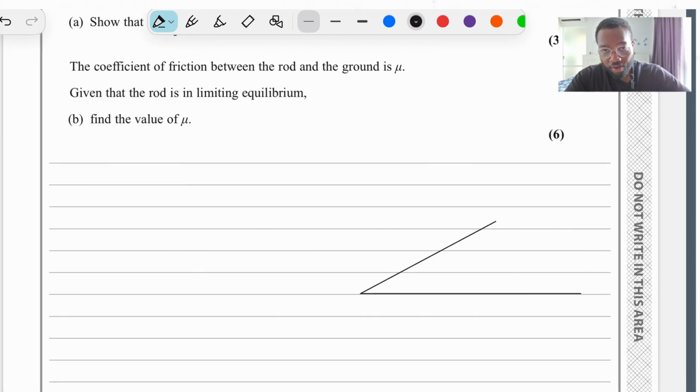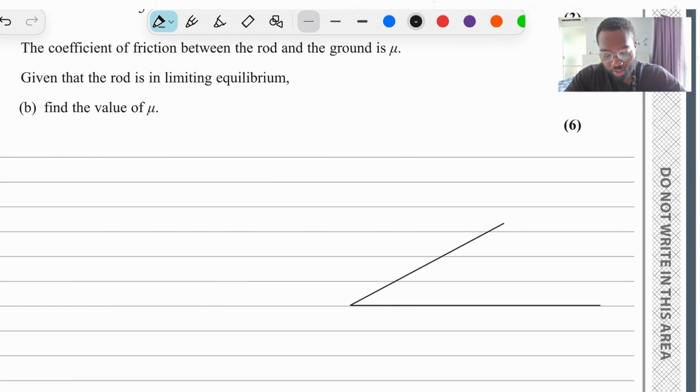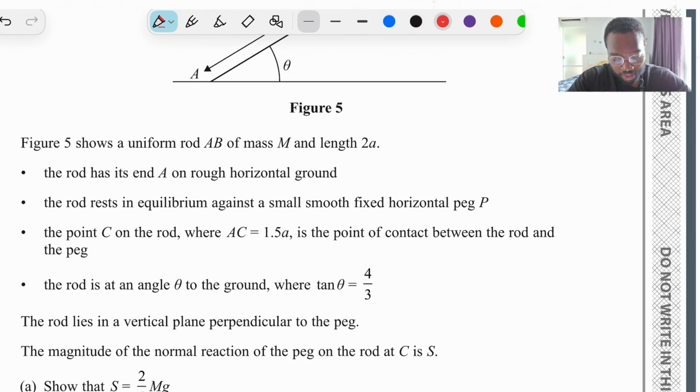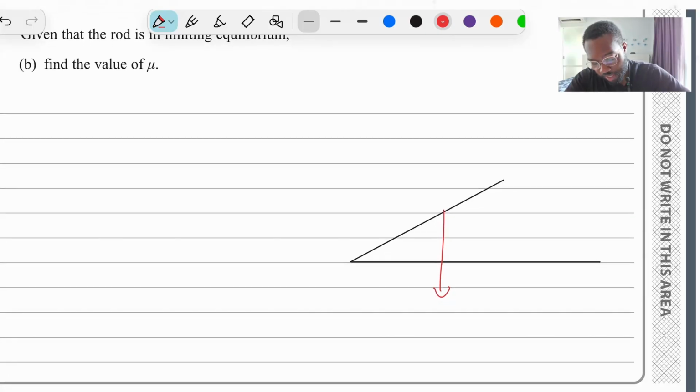So then we just draw everything I need to know down here. One thing we have is a uniform rod. So let's just draw a line coming down here for the weight. And what is the mass? The mass is just capital M. So we're going to have an mg newtons. We know that it's at an angle theta to the horizontal. So we know that this is going to be a sine theta here. What else do we know?